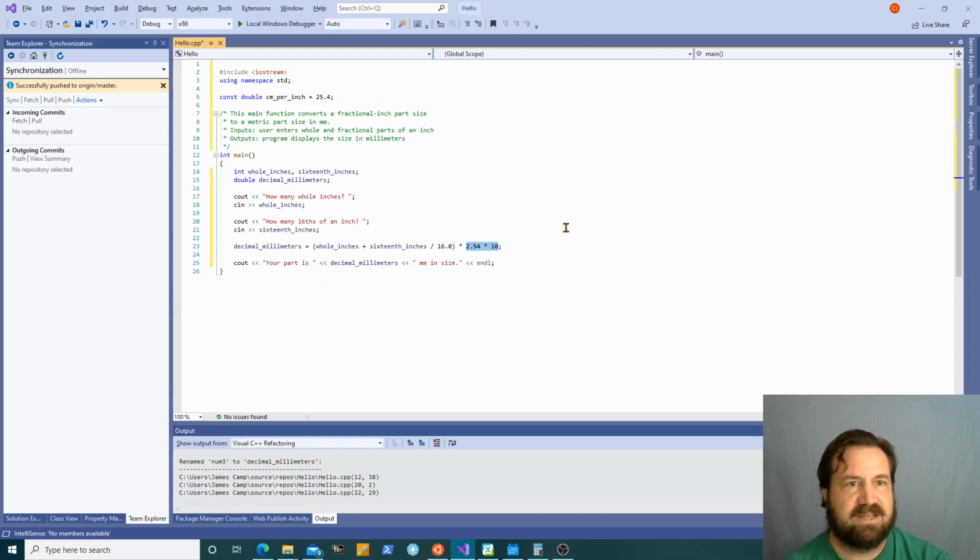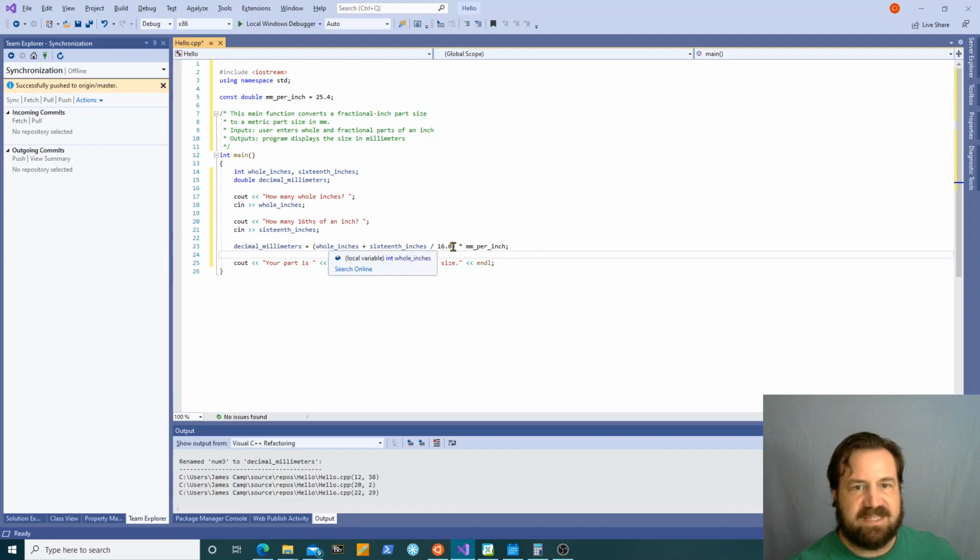So I can say that's millimeters per inch. So I replace all of this with millimeters per inch. Okay. And now, if I look at this, I say, okay, whole inches plus 16th inches divided by 16, which makes sense for 16th inches. That gives me a total number of inches times millimeters per inch. So that's going to convert inches to millimeters. And that makes sense with my thing.